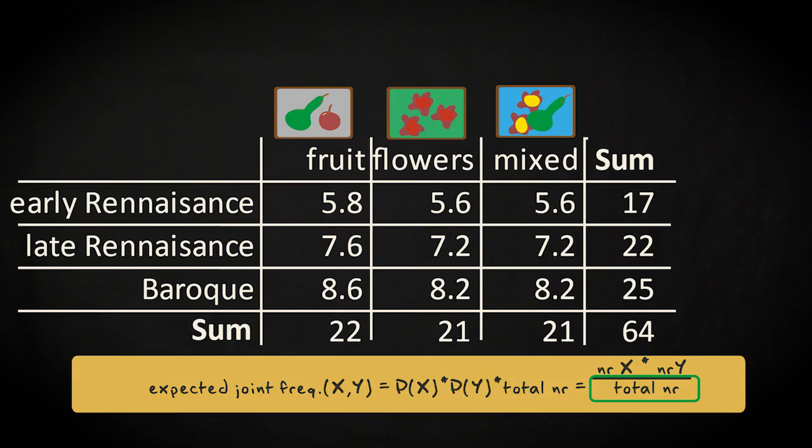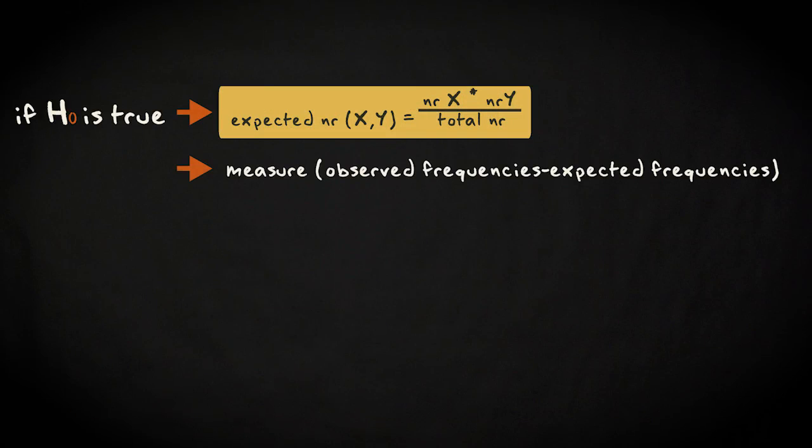So now we know what to expect if the null hypothesis was true, and we can measure the difference between the actual observations and this expected value. If the difference is big, it will lead to a rejection of the null hypothesis.